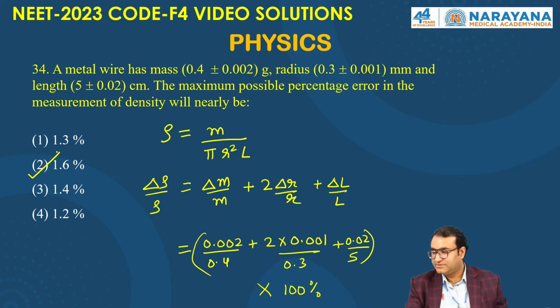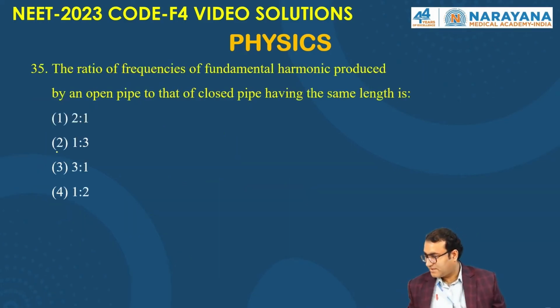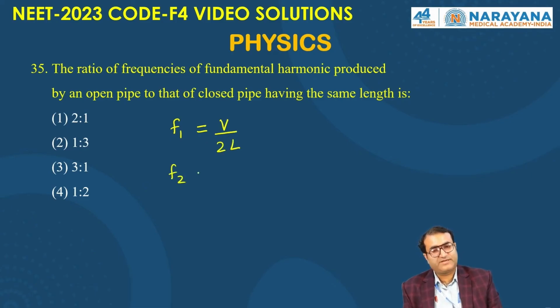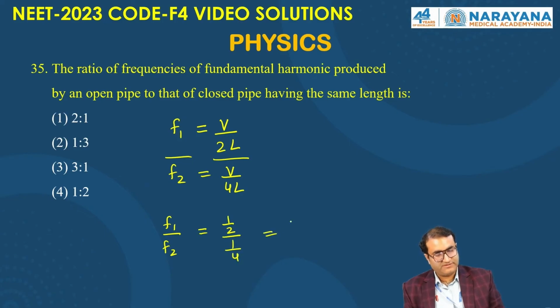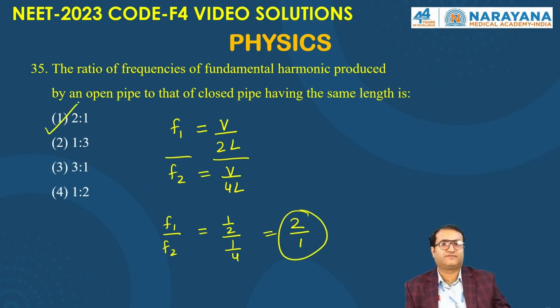I'm moving to question number 35. Ratio of frequencies of fundamental harmonic produced by open pipe to that of closed pipe of the same length. Frequency produced in the open pipe, fundamental frequency, it is given by V by 2L, and for a closed pipe it is given by V by 4L. We'll just take the ratio F1 by F2, 1 by 2 by 1 by 4, which will come out to be 2 by 1. 2:1 is the answer here.